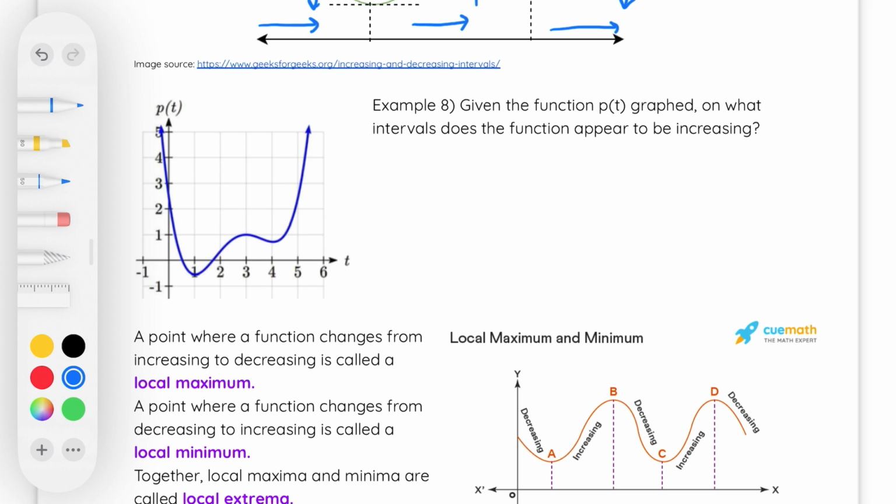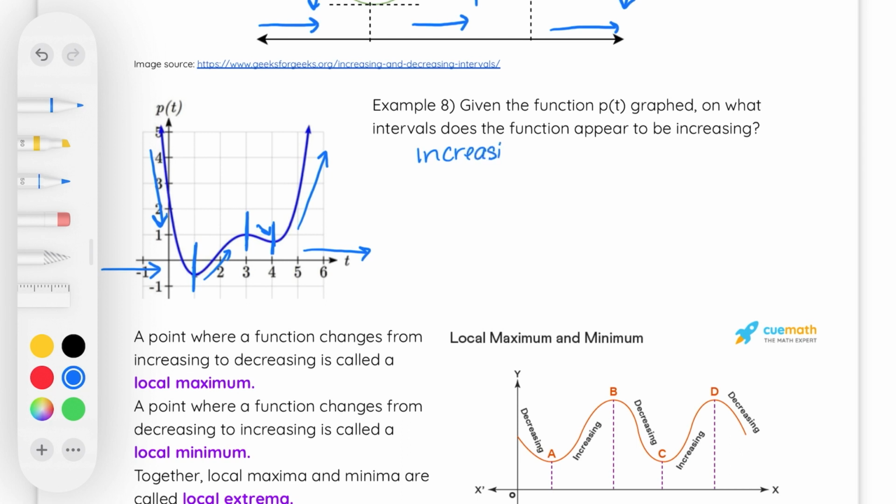So given the function graphed, on what intervals does the function appear to be increasing? And we're going to do both increasing and decreasing here. So as I look at my graph, as I'm coming from negative infinity here, I see that my graph is decreasing all the way until I hit 1. Then I switch gears and I'm increasing for a little bit until I hit 3, which now I'm slightly decreasing until I hit 4. And then I'm going to be increasing forever and ever as I continue on to positive infinity.